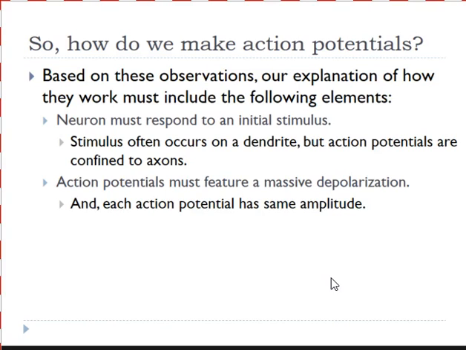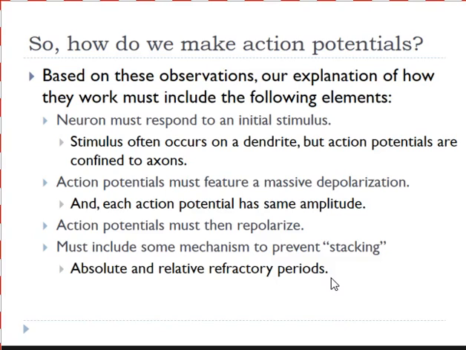Once we get down to the axon, and we start making an action potential, we need to figure out some way that action potentials can feature a massive depolarization. So we need to have a massive positive increase in the membrane potential. And it needs to be done in such a way that each action potential basically has the same amplitude, such that every action potential is the same as every other one within a neuron. Then we need to very rapidly repolarize and get back down to our resting membrane potential.